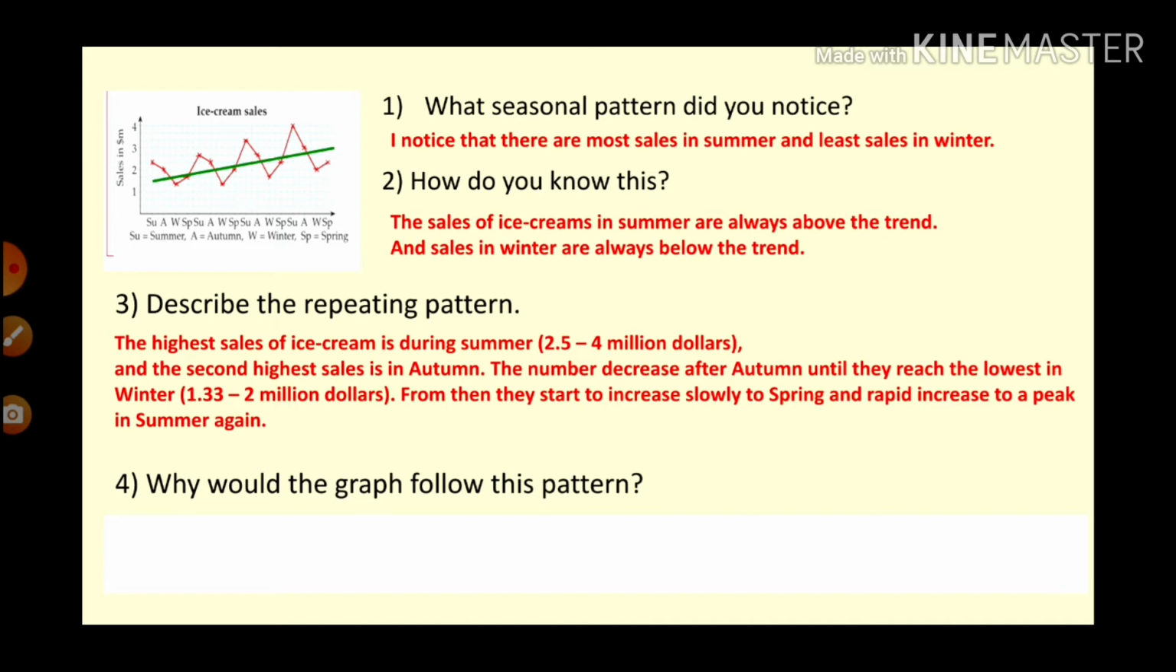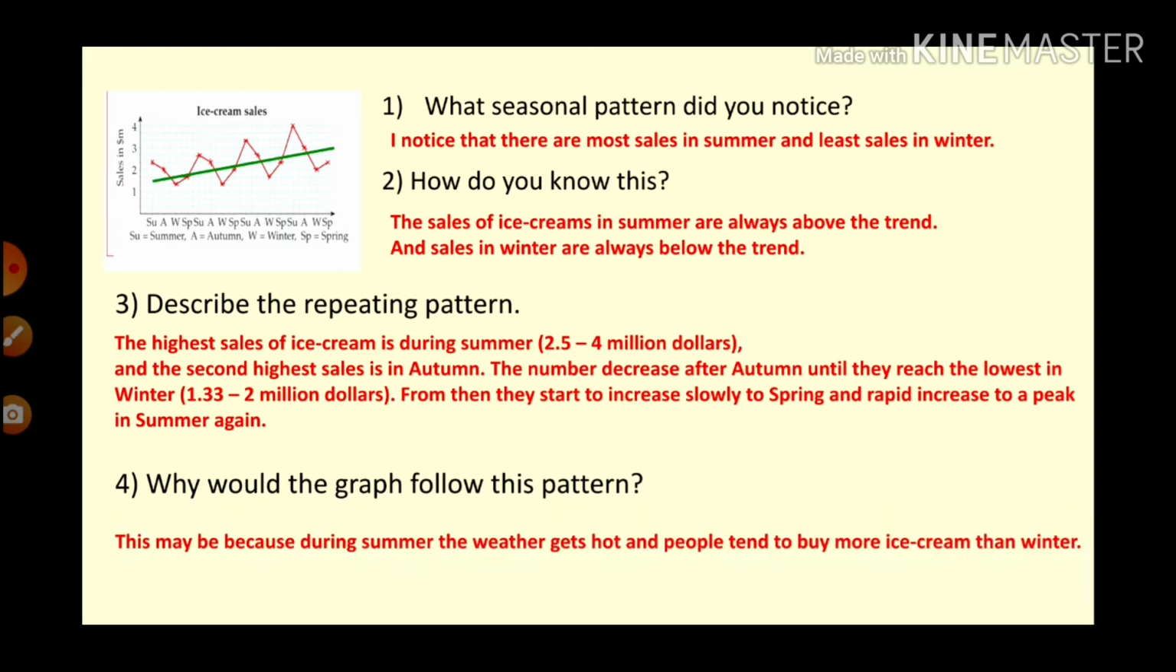Okay, and have a think about it. Why would the graph follow this pattern? Why would people want to buy more ice cream during summer than winter? Yeah, obviously the weather is hot. We look for something that could cool our body temperature and so on. There you go. Because during the summer the weather gets hot, people tend to buy more ice cream than in winter. Okay, that gives you insight into why this might have happened.